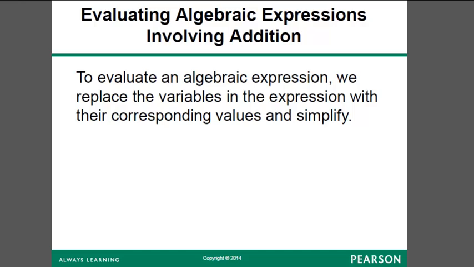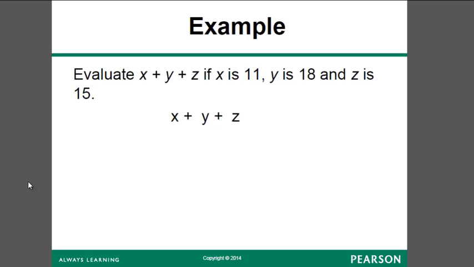When we're evaluating algebraic expressions involving addition, what we're doing is replacing the variable, the letter, with whatever number it asks us to. And then we're going to simplify or solve. So what we're doing is just replacing those variables. For example, evaluate x plus y plus z if x is 11, y is 18, and z is 15.